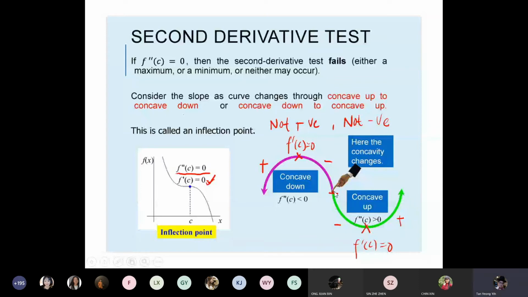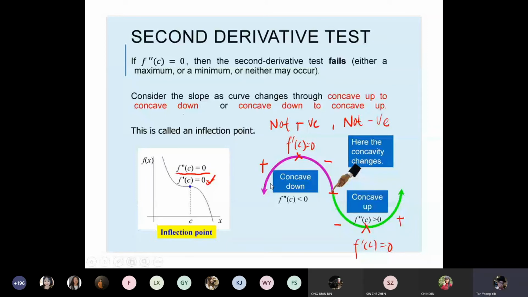So what is an inflection point? The inflection point is when the slope on the left and on the right of this point still remains the same. We call this point the inflection point. The inflection point also is the point where the concavity changes.